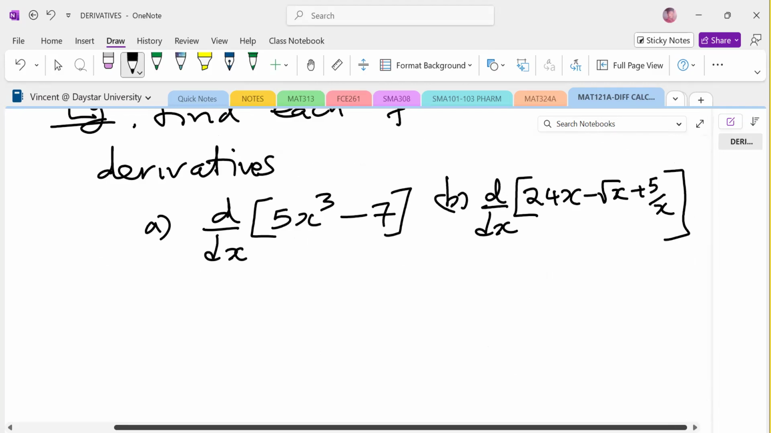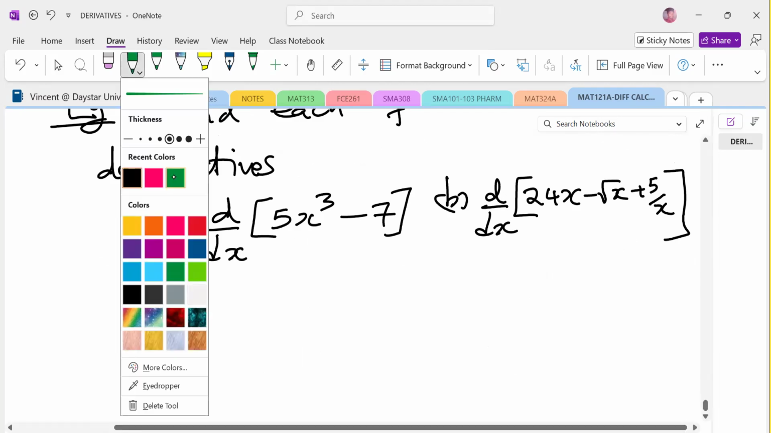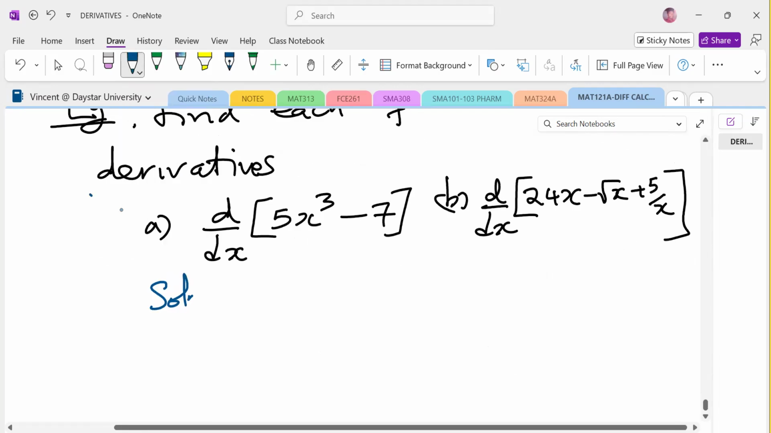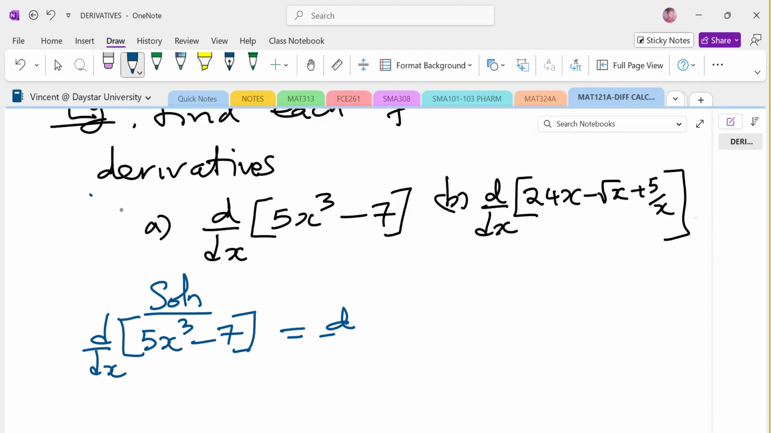So here is just a direct application of the sum and difference rule. So what you do in the first case, d dx of the function 5x cubed minus 7 is the same as d dx of the first function 5x cubed minus d dx of the second function 7.